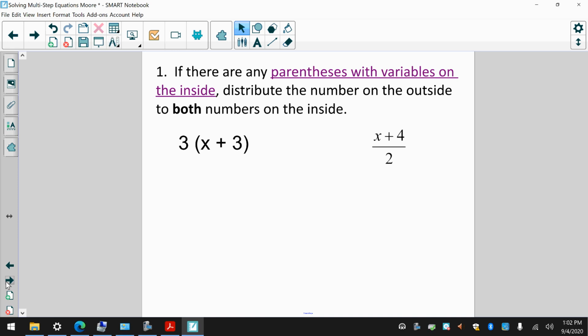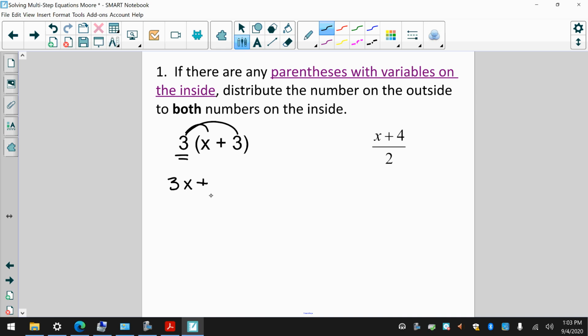Step number 1. If there are any parentheses with variables on the inside, distribute the number on the outside to both the numbers on the inside. For example, 3 times in parentheses x plus 3. You want to distribute the number 3 on the outside to the numbers on the inside to eliminate the parentheses so that you can solve for the variable. So 3 times x, or 3x, and plus 3 times 3, or also known as 9. 3 times 3 is 9.